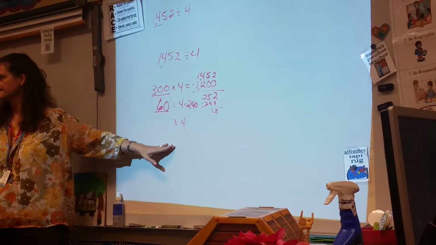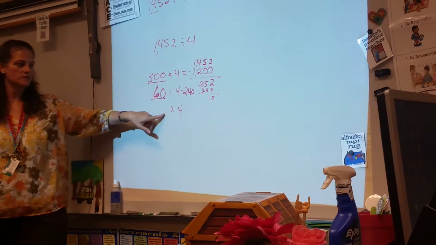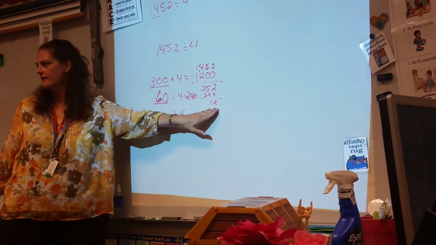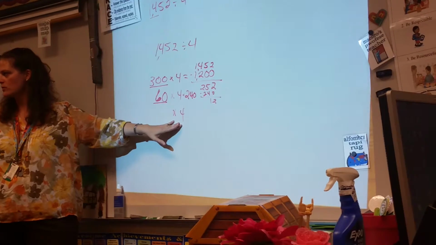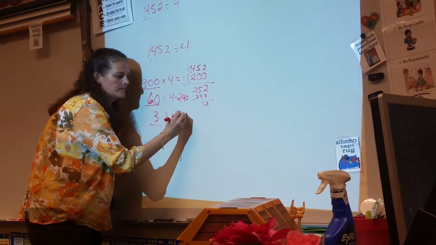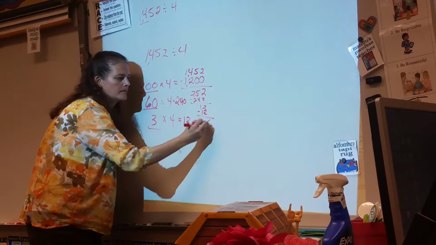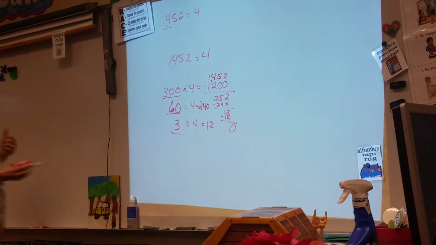I have 12 left, so what am I going to multiply by? Yeah, Jimmy. 4. I'm going to multiply the 12. I have 12 left over. How many groups of 12 can I have here? What times 4 is going to give me close to 12? Good job. Do I have any leftovers? No. Okay, so here we are.